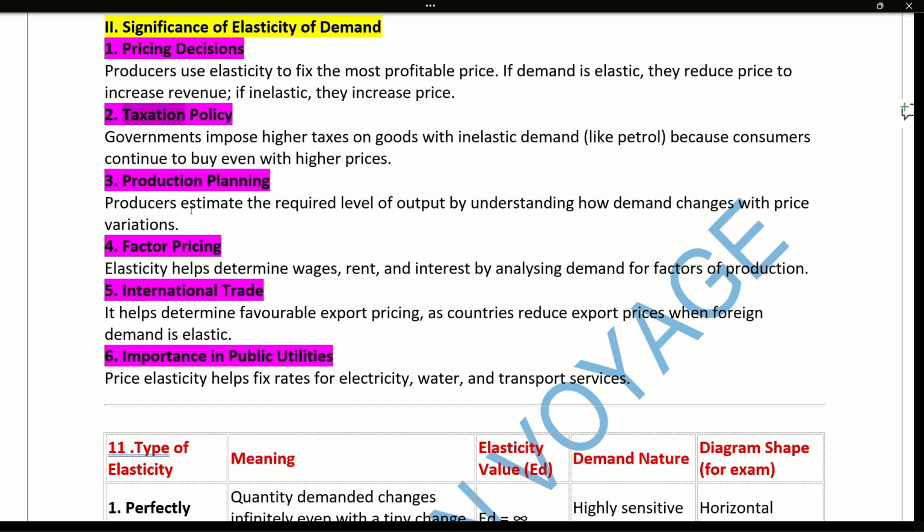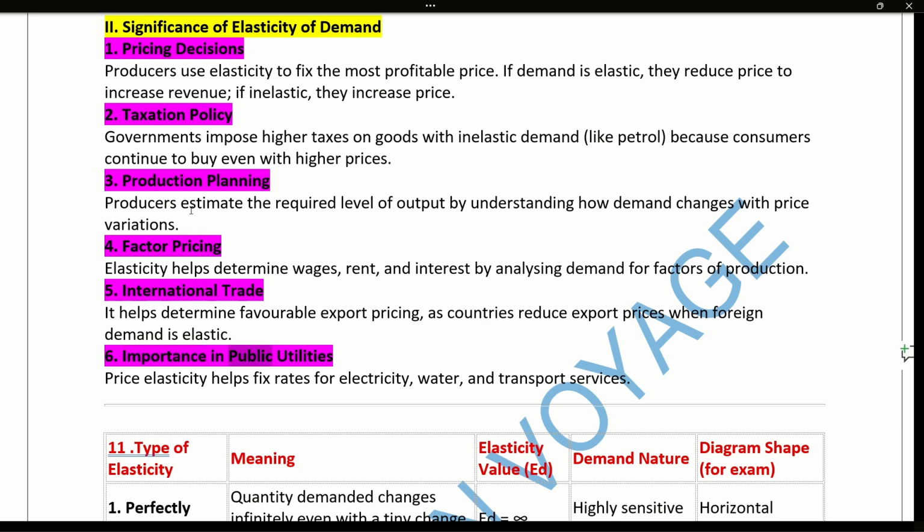2. Taxation policy. Governments impose higher taxes on goods with inelastic demand, like petrol, because consumers continue to buy even with higher prices. 3. Production planning. Producers estimate the required level of output by understanding how demand changes with price variations. 4. Factor pricing. Elasticity helps determine wages, rent, and interest by analyzing demand for factors of production. 5. International trade. It helps determine favorable export pricing, as countries reduce export prices when foreign demand is elastic.